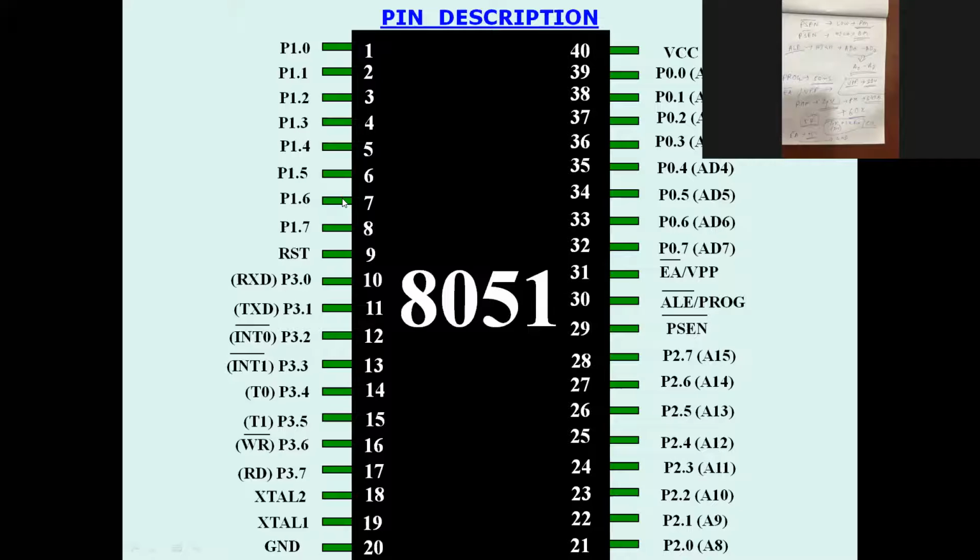Next, only one is different, that is port 0. All the ports are internally pulled up, but only port 0 is externally pulled up by a pull up resistance. What does it mean?